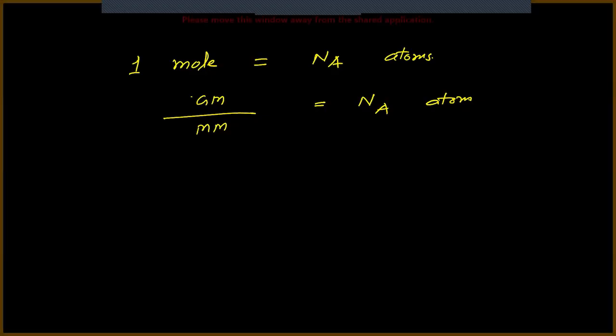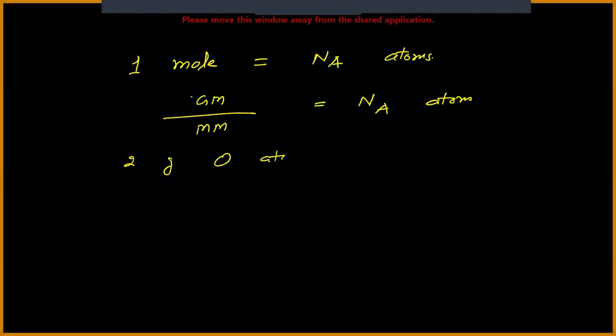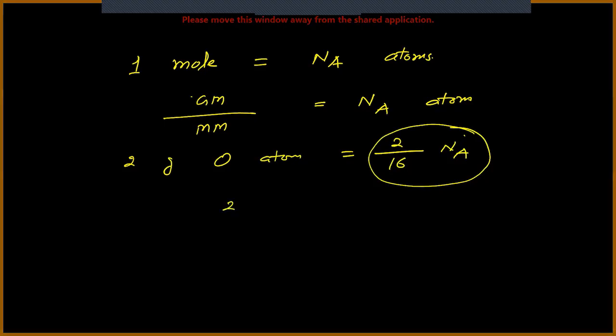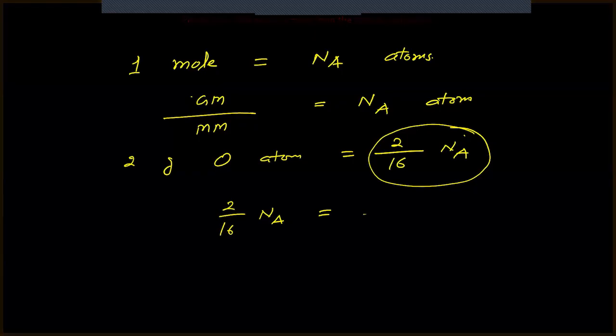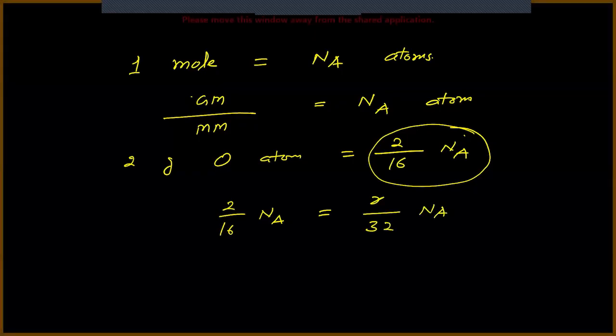Now come to the question. It says 2 grams oxygen atoms means 2 divided by 16 Na. Don't write the value of Na. Don't do any calculations. Now you got the number of atoms: 2 by 16 Na. Now if you consider sulfur, what will be the atomic mass of sulfur? 32. Something multiplied by, say, X divided by 32 into Na.